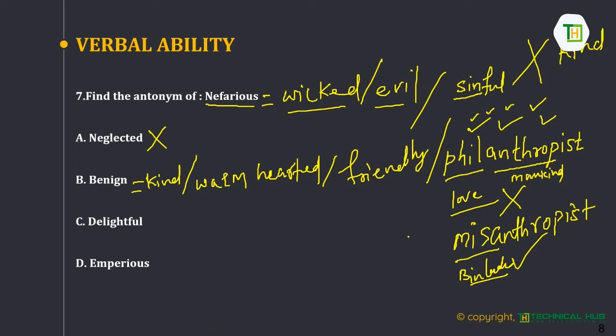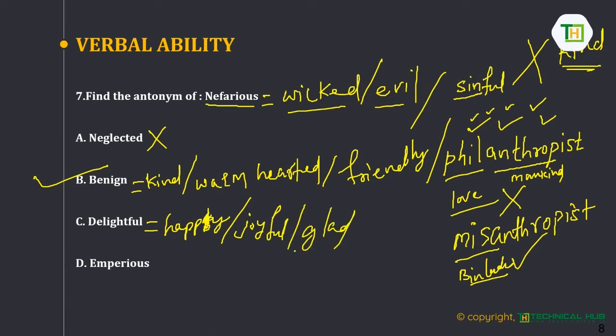So wicked's opposite is kind, which we have seen somewhere, so obviously this is going to be the answer. And delight or delightful: delight means nothing but happy. I am delighted to see you. Happy, or joyful, or glad; sometimes we use it for glad also. And imperious: there is no word in English as imperious, but there is another word. Try to remember this word, imperious.